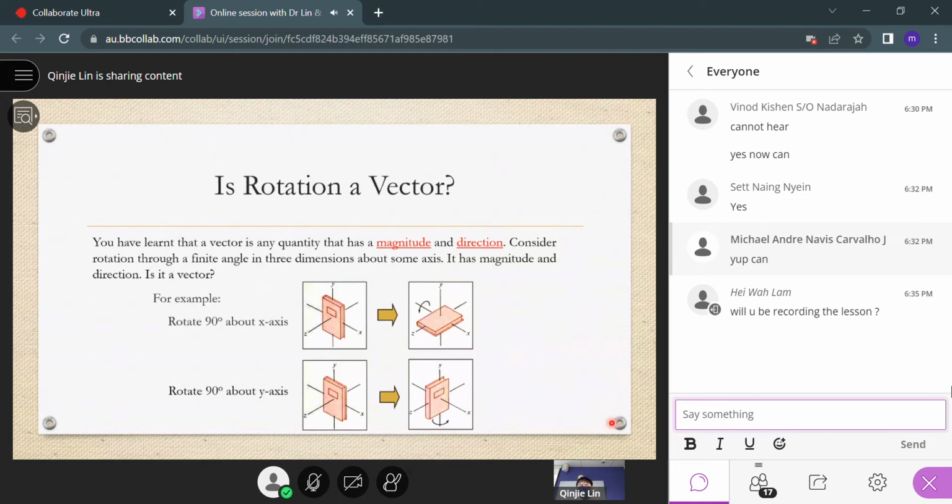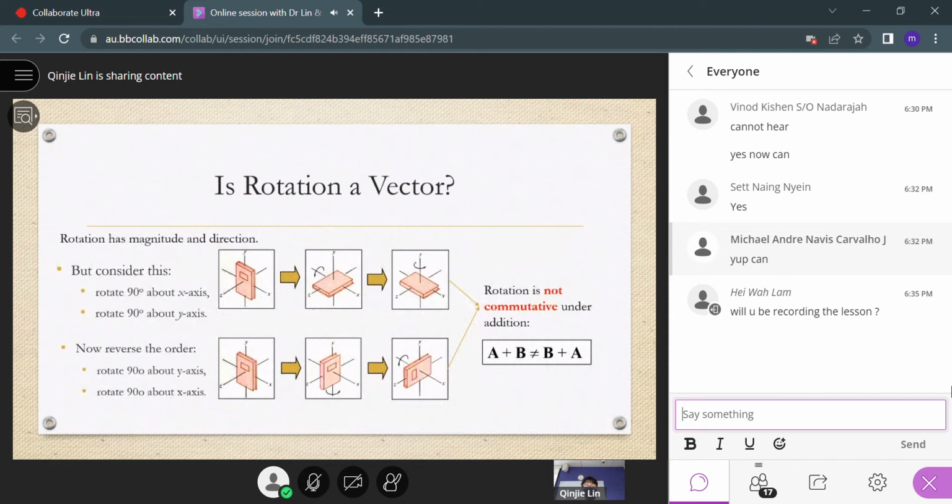Okay, so to define it as a vector, we need to obey all the rules that we have just talked about. But if you look at this particular one, you rotate 90 degrees about the x-axis first. Initially it's like this. You rotate about the x-axis means you flip it like this. You treat the x-axis as the one that's trying to hook it. So the book will tilt like this. Then next, you rotate 90 degrees about the y-axis. In this state, you rotate about this y-axis, so you flip it, and it will look like that.